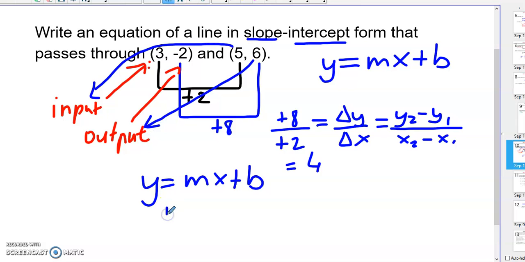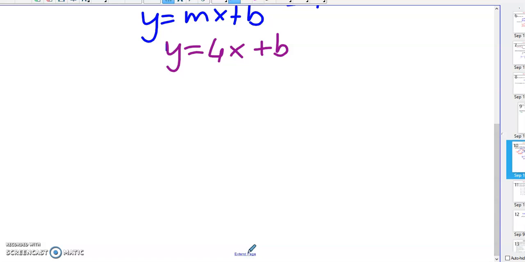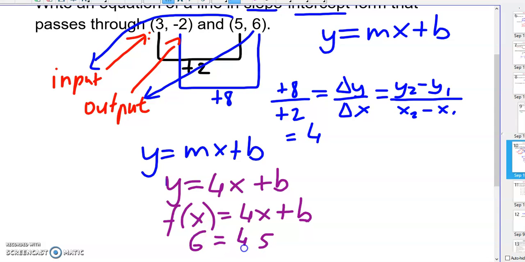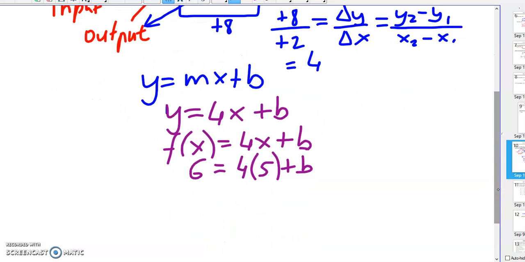So let's start by saying y equals, we know the slope is 4, so y equals 4x plus b. And now you can pick any one of these points, but you can think of it as f of x equals 4x plus b. It's a linear function. So I'm going to pick the 5 and 6. So my input is 5 and my output is 6. And I can plug those into the function and then solve for b.